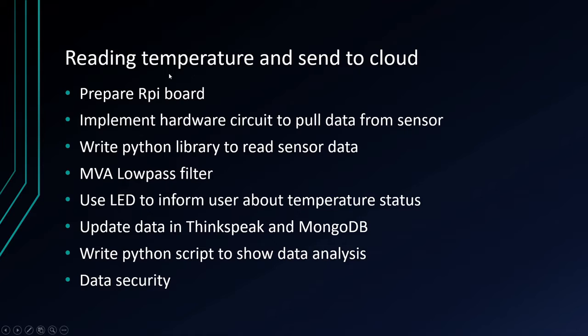The first step, the Raspberry Pi board has been prepared with a Linux operating system. Then the hardware circuit was implemented with sensor and connection wires, and the data from the sensor has been fed to Raspberry Pi external input output pins. After receiving the sensor's data, it has been passed through a low pass filter, so it will have stable data values from the sensor.